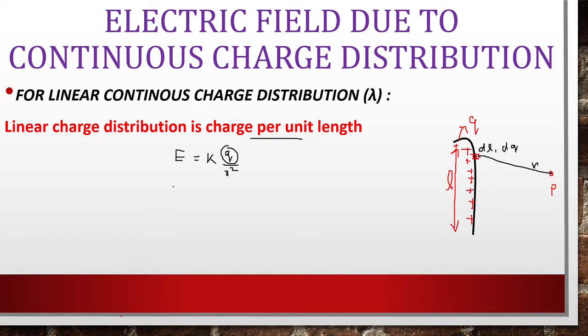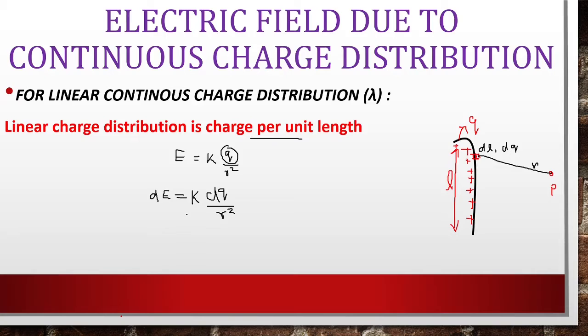So we are considering it as dE. So dE is equal to, tell me, put in the equation, K, instead of Q it will be dQ, dQ by the distance r square. Okay, we have got it.